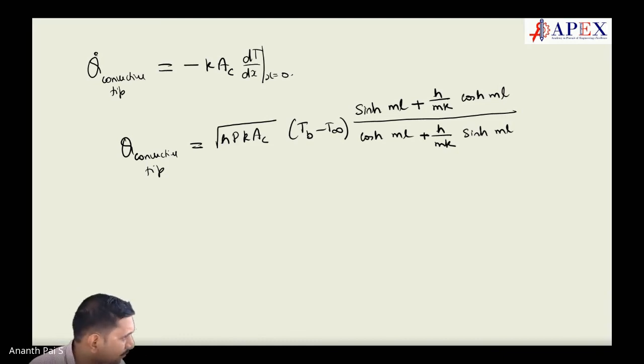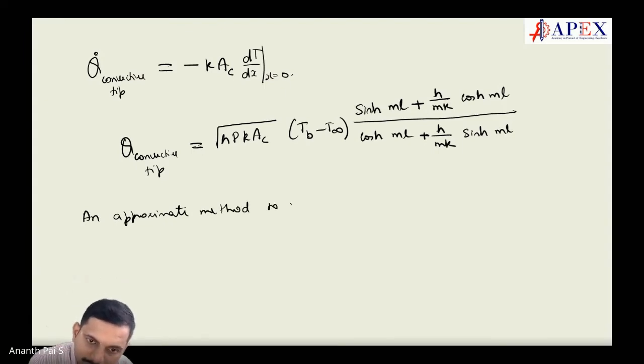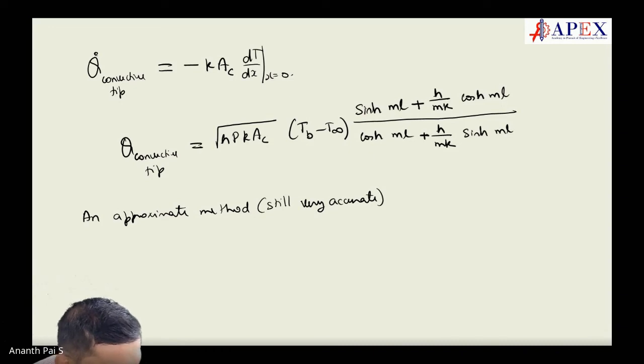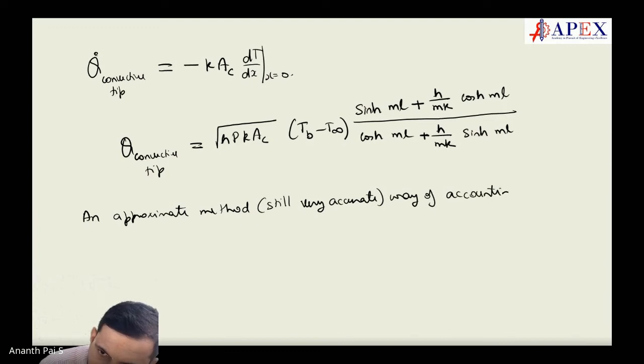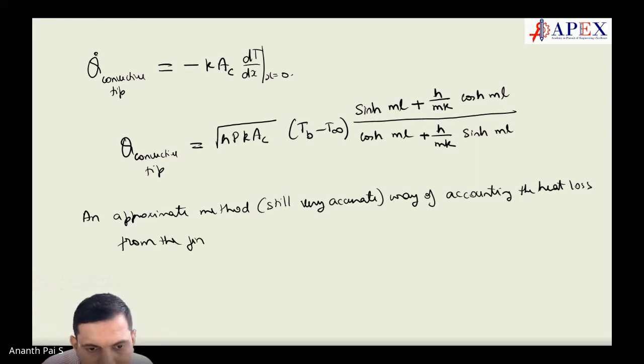Then now next. This is a very complex thing, is it not? In general, an approximate method to solve. Approximate method, but still very accurate, still practical. Okay, still very accurate and practical way of accounting the heat loss from the fin tip. This is important, it is being asked.